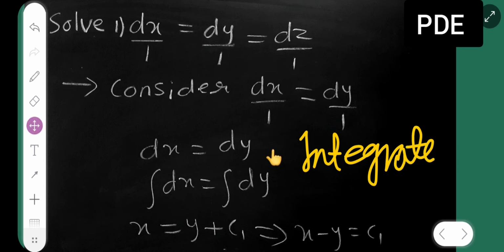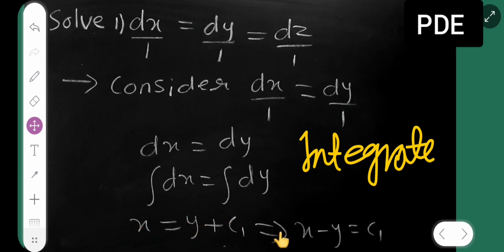If I integrate on both sides, I get x is equal to y plus some constant. If I take y to the other side, I get x minus y is equal to c1. So I got the value of c1.